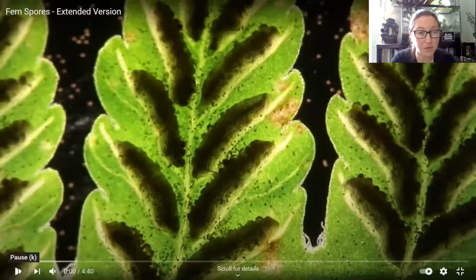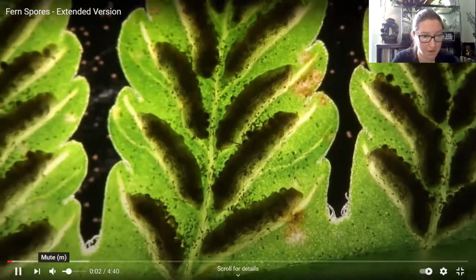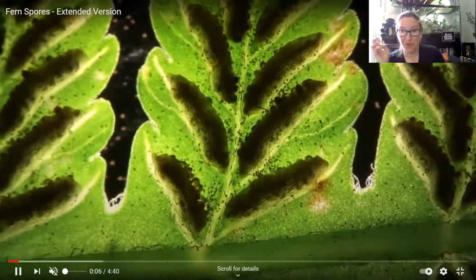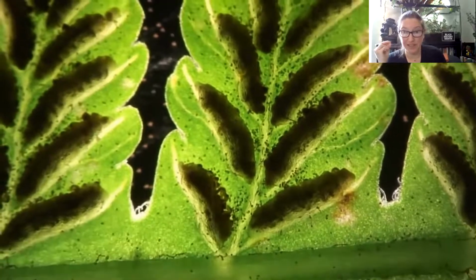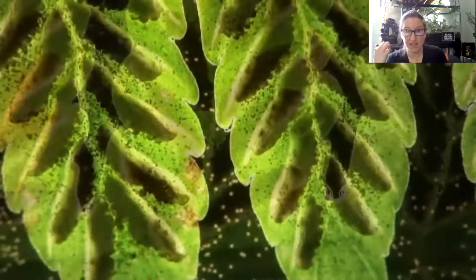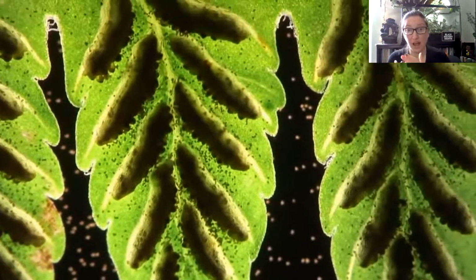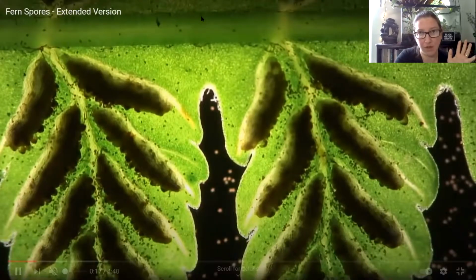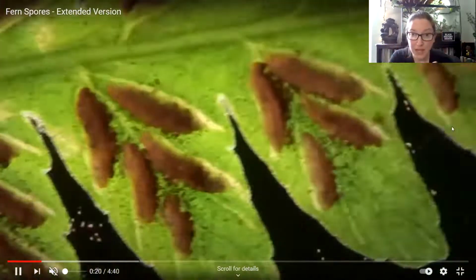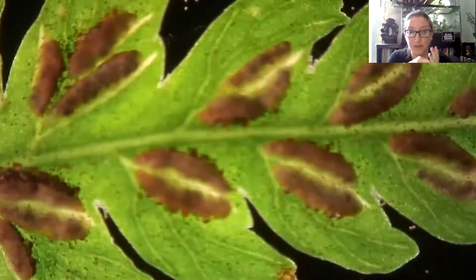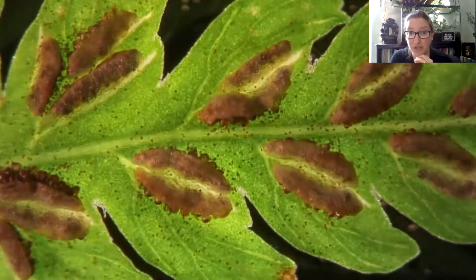But anyways, this is showing you underneath a fern's leaf. And this is not sped up. This is in real time. And what we're doing here is, hopefully you guys can see the video, I think you can, we're zooming in to the bottom of these fern leaves. Now, the bottom of these fern leaves is where the sporangia are located.